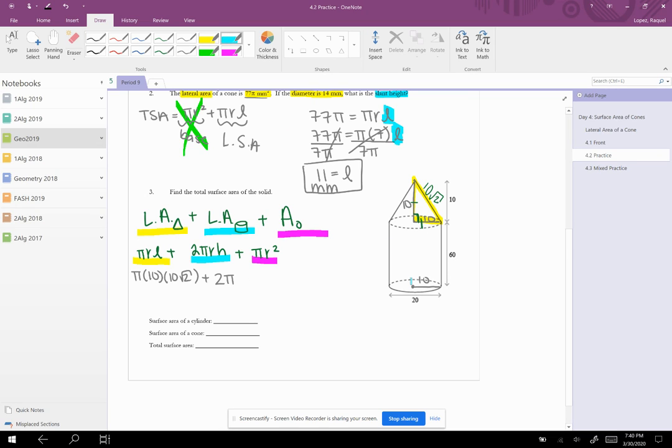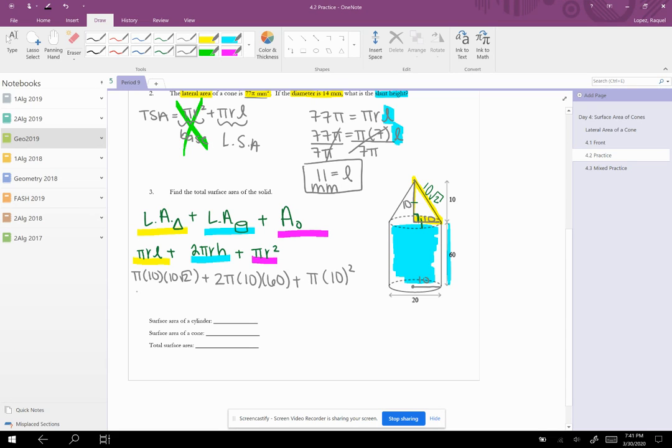Now I'm going to go ahead and focus on the lateral area of the cylinder over here. So that's 2 pi, the same radius, which is 10. It looks like the height of the cylinder is 60. So that's going to be 60 plus, and now let's focus in on that circle on the bottom. So that's pi and then 10 squared.